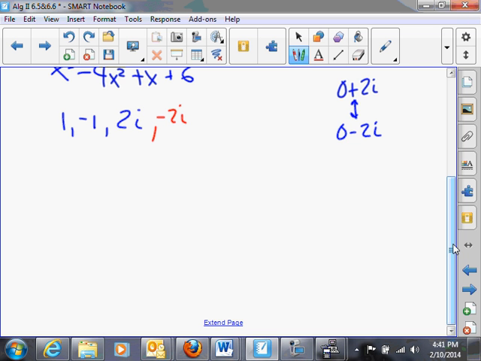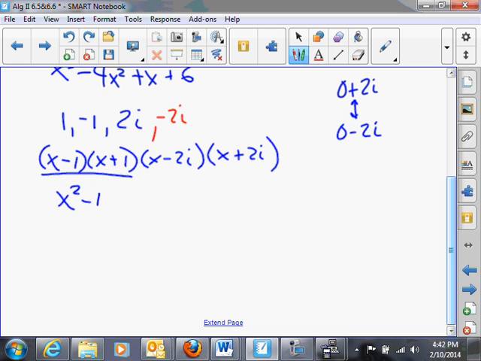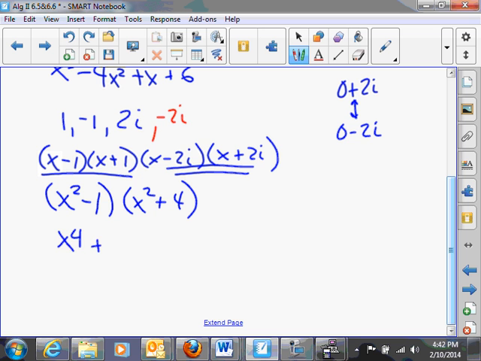So now what we'll do is we'll write x minus 1, x plus 1, x minus 2i, and x minus -2i, and we'll multiply them together. These two together multiply to be x squared minus 1. Now these two multiplied together give us x squared plus 4. And so when we FOIL these, we get x to the 4th plus 3x squared minus 4 as our polynomial of degree 4 with the 3 zeros that we were told we had to have.